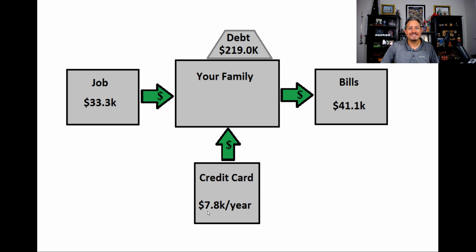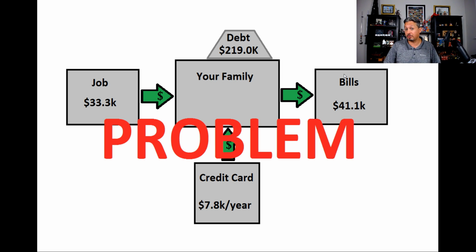Good plan, right, guys? So on your credit card, you're borrowing $7,800 every single year because you don't make enough money in your job. So then after many years of doing this, you owe $219,000 on your credit card. But every single year, you're adding more and more to it. Now, would you agree that there's a problem? Yeah, guys, there's a problem. Anyone who understands even just basic finance inside of your own home would look at something like this and say, yes, there's a problem, right?